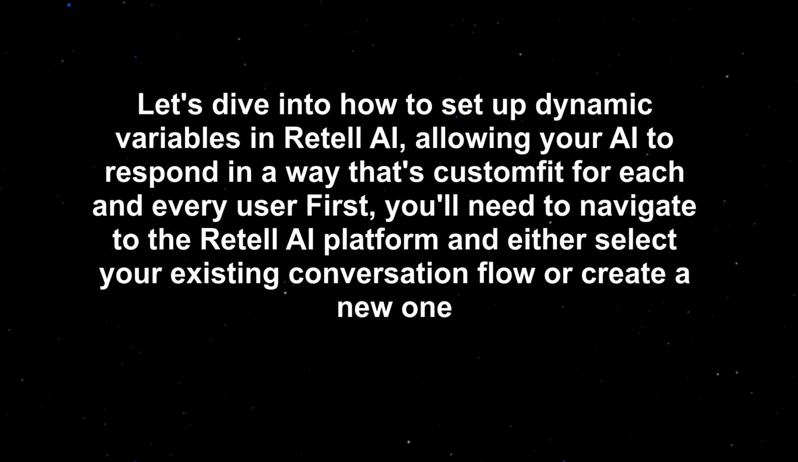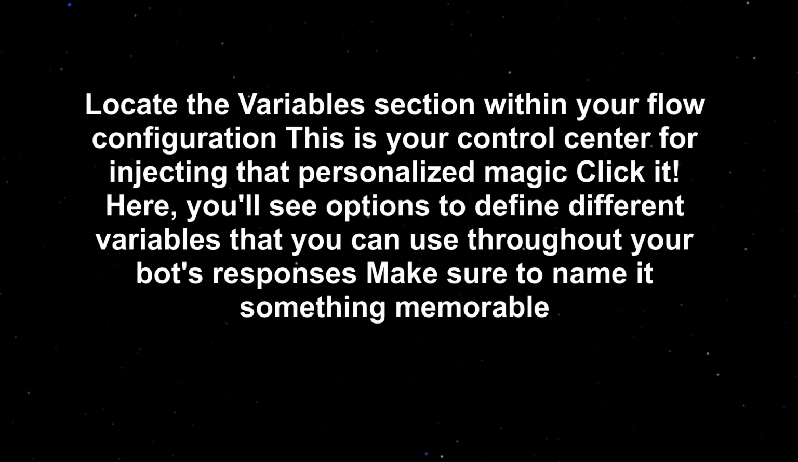First, you'll need to navigate to the Retell AI platform and either select your existing conversation flow or create a new one. Locate the variables section within your flow configuration. This is your control center for injecting that personalized magic. Click it. Here, you'll see options to define different variables that you can use throughout your bot's responses. Make sure to name it something memorable.